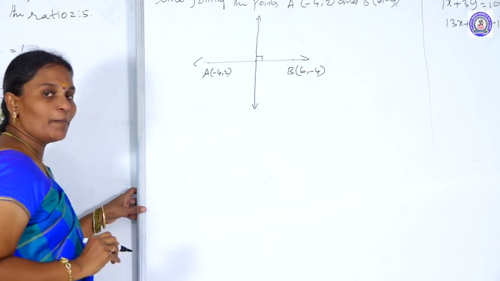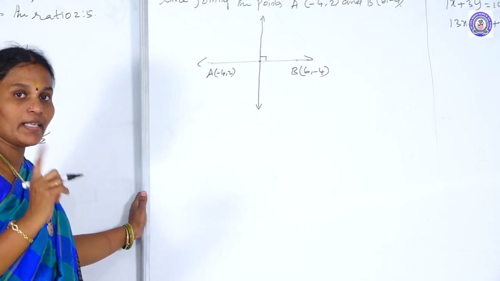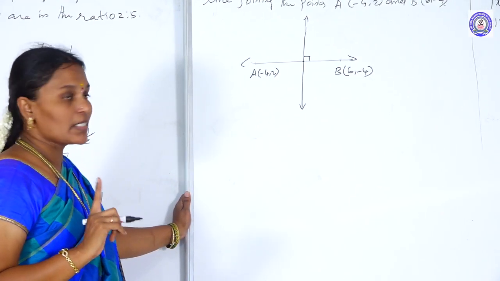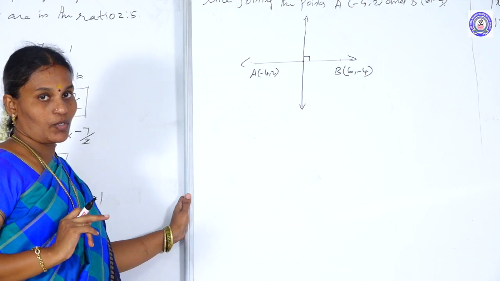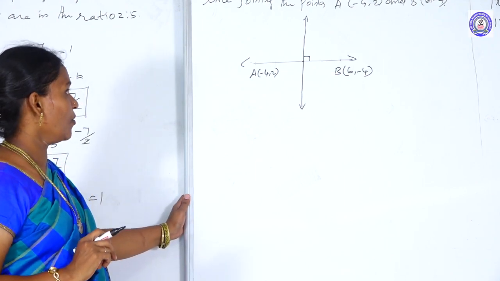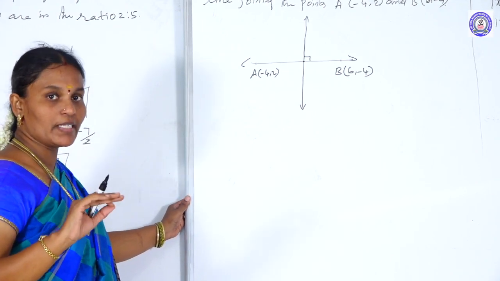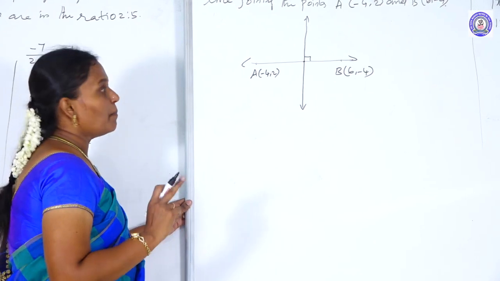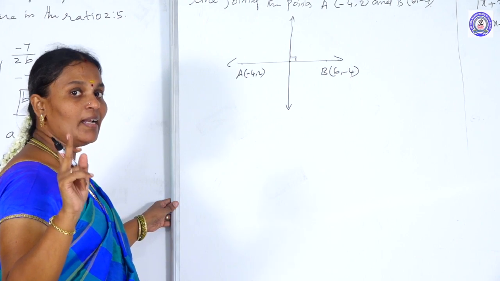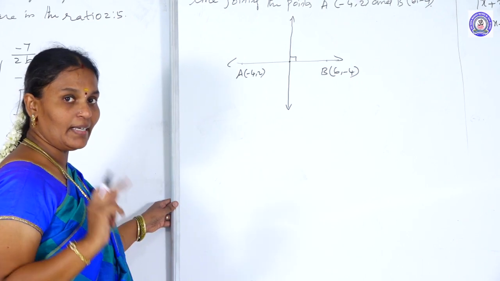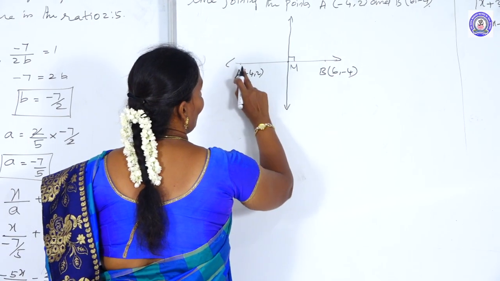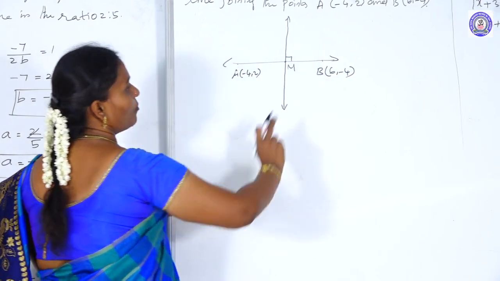So what is meant by perpendicular bisector? Bisector means a line which divides a line segment into equal halves. Then perpendicular means that it makes a right angle. So this is the midpoint of AB.